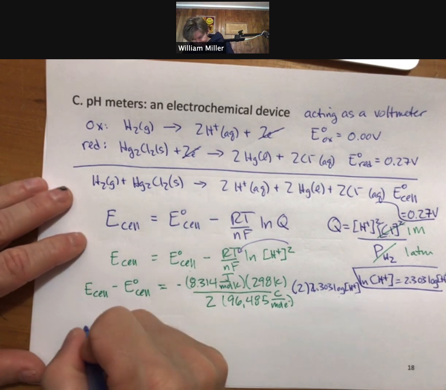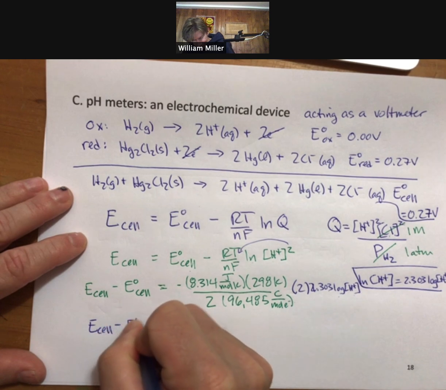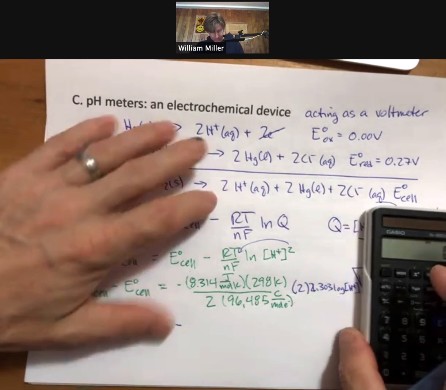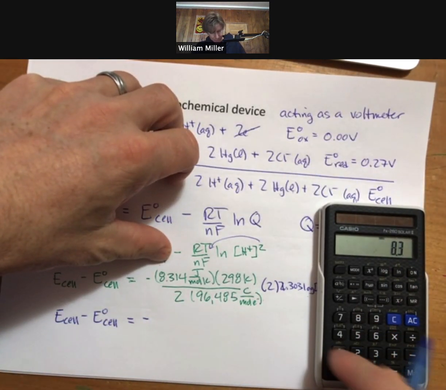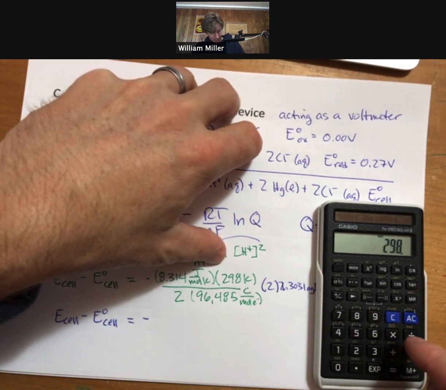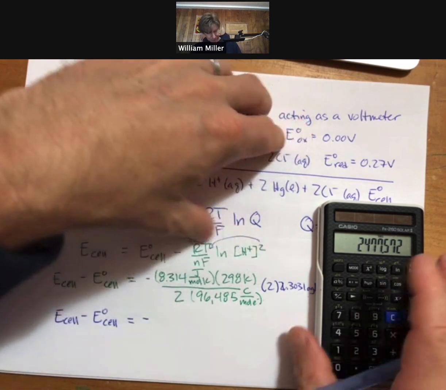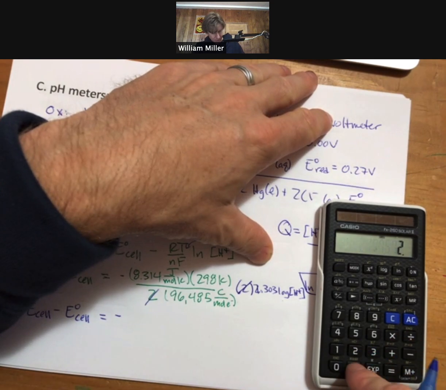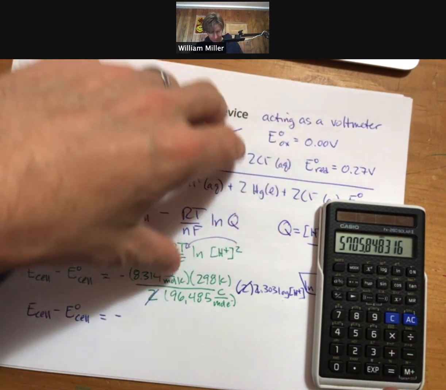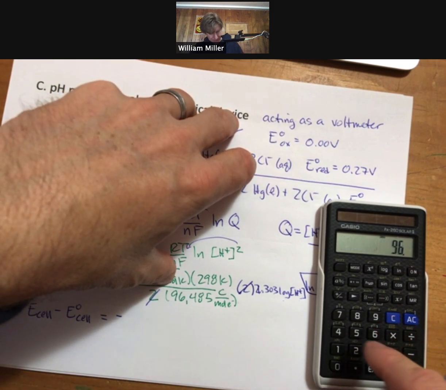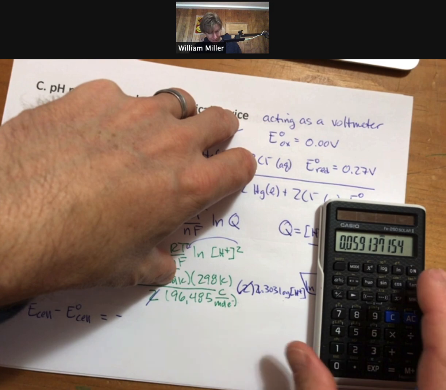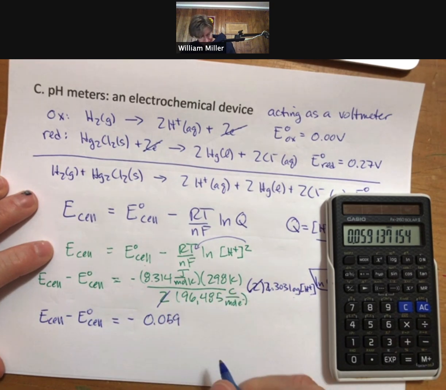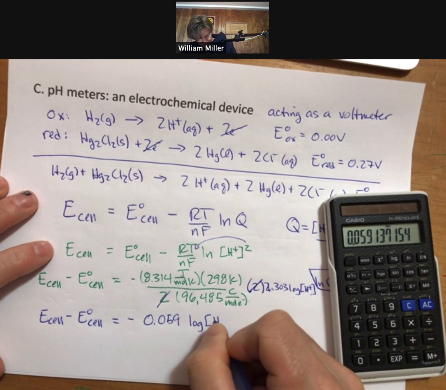So E cell minus E naught cell equals minus 8.314 times 298 times, well, let's just cancel our 2's out, 2.303 divided by 96,485. I get 0.059 log concentration of H plus.